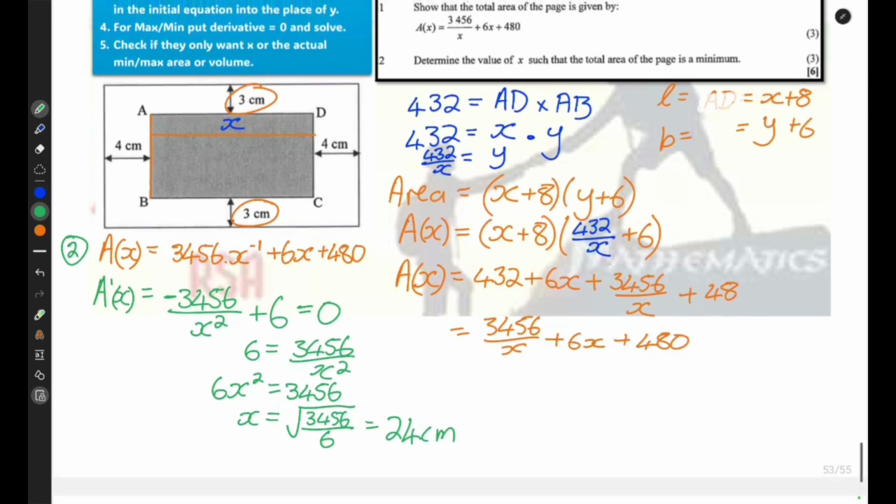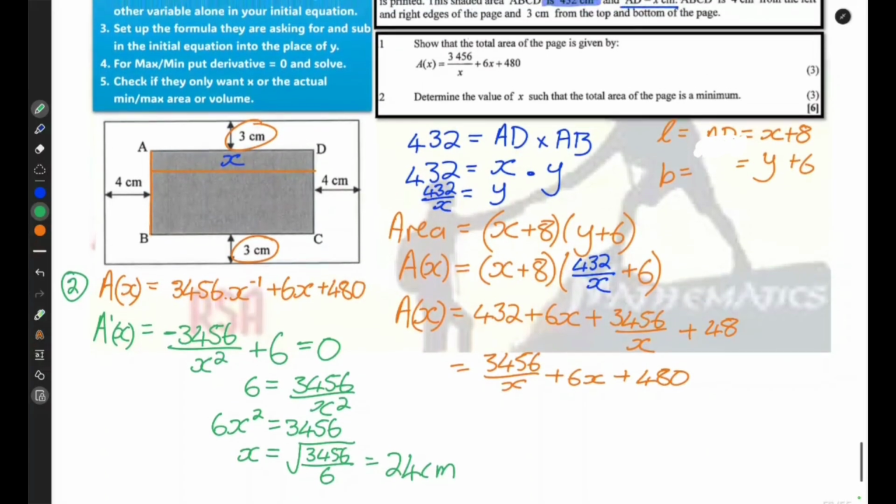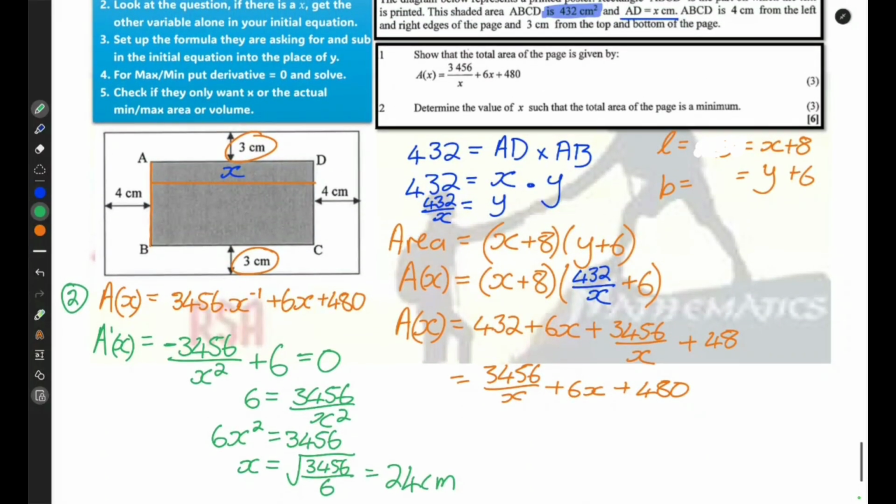Now, always watch closely. Are they asking for the actual area or just the x value where the area would be a maximum? They just asked for x, so the answer to this is just 24 centimeters.